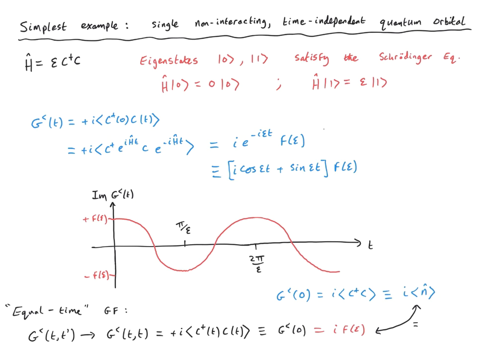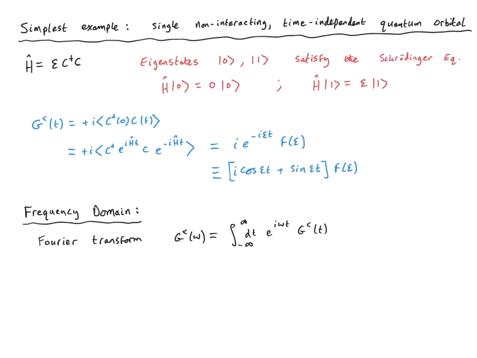Okay, so what about the Green's function in the frequency domain? Well, in the time domain, we see that we have an oscillatory function with a well-defined frequency. Because we have a single frequency to the oscillation, we expect in the frequency domain a delta function. So let's see how that works out mathematically. First of all, let's examine the naive Fourier transform. G lesser of omega is equal to the integral dt over all time of e to the i omega t times g lesser of t.